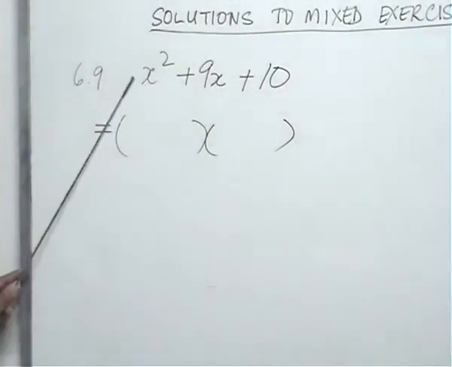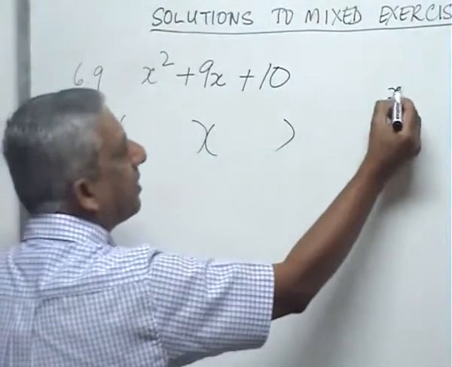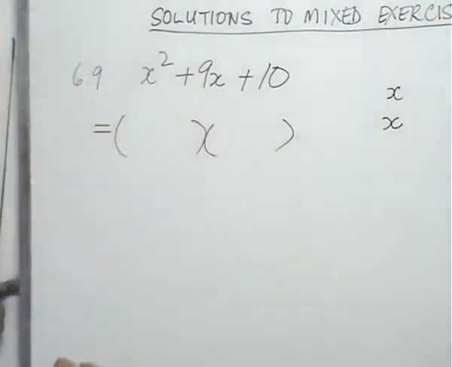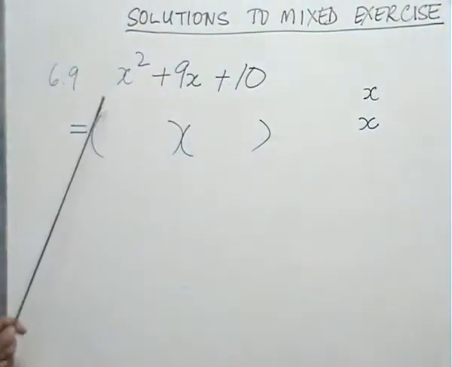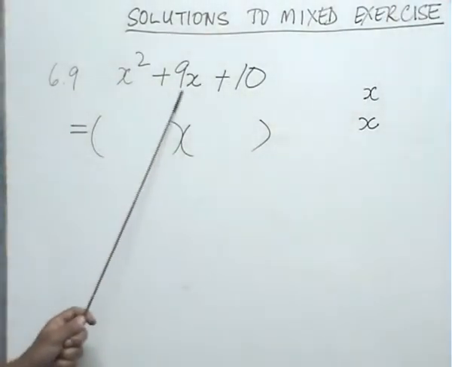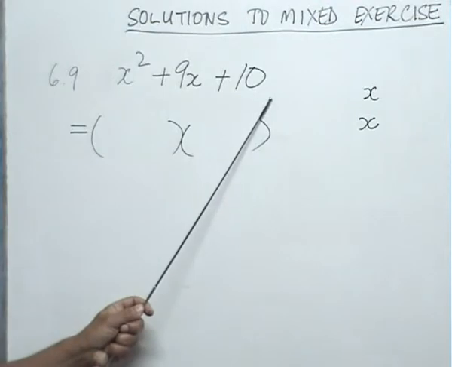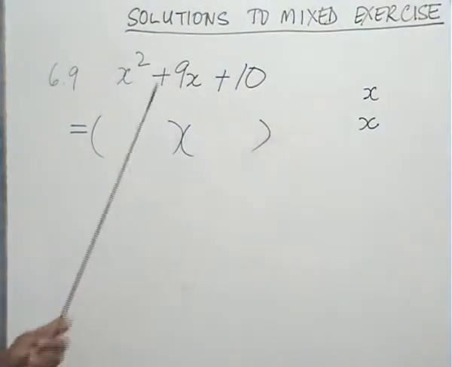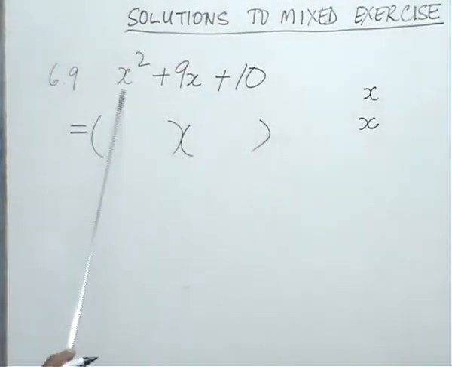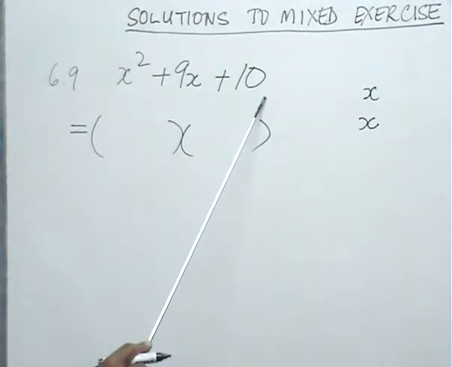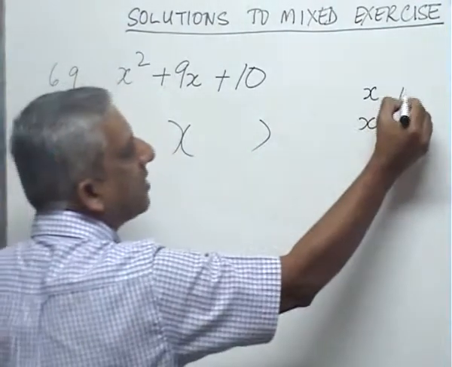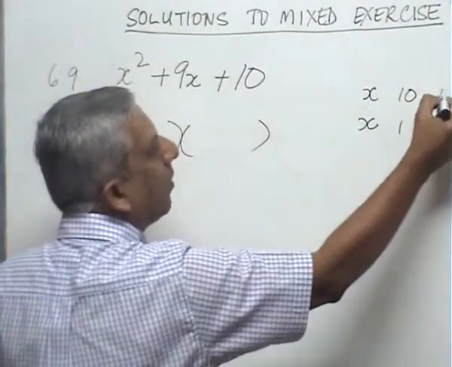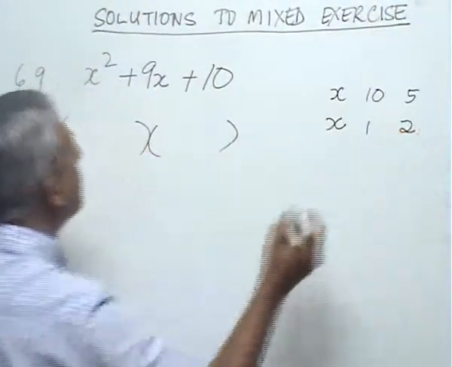Now what do I do? I take x squared and I write down the factors of x squared. X times x gives me x squared. Then I've got plus 10. By the way, everything is plus in this example. Therefore, you don't have to think of any negatives, only positives. So, what are the factors of 10? Well, it could be 10 and 1, or 5 and 2.